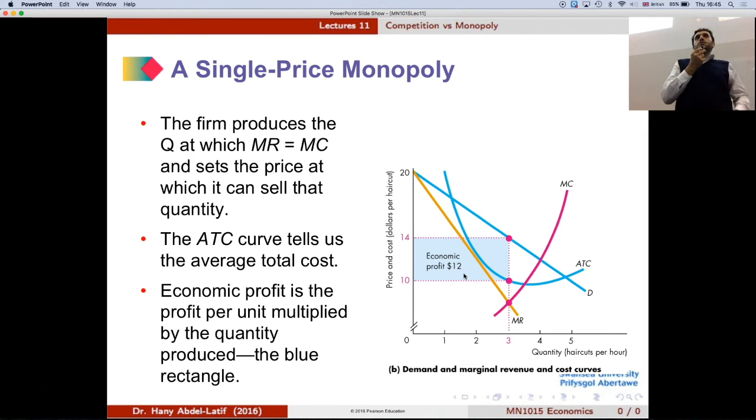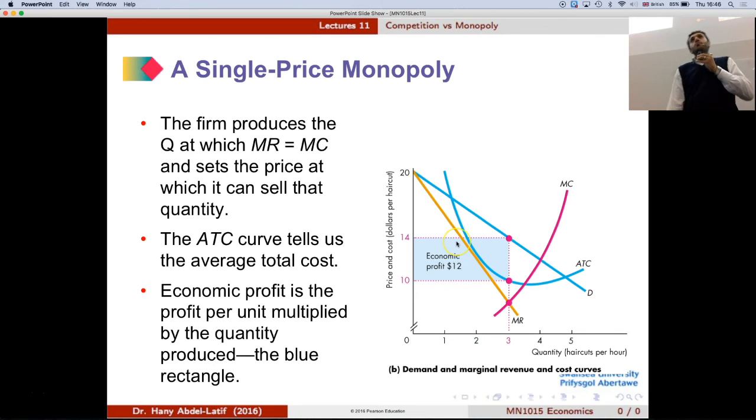How do I know this is $12? This is how much economic profit they make in this example. How did I know that? Exactly. So what is 4 here? What he said is 4, which is the difference between the price, that's the revenue, and the cost. So the difference here is 4 times 3 units.